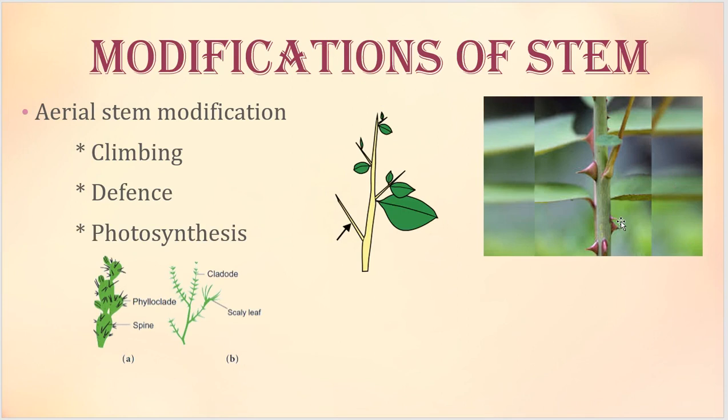So how to differentiate that? It's very superficial. Prickle is very superficial. You can easily even try to detach it. You can try by yourself. Prickles can easily be removed. And thorns and spines are not like that. Then one more change is there.